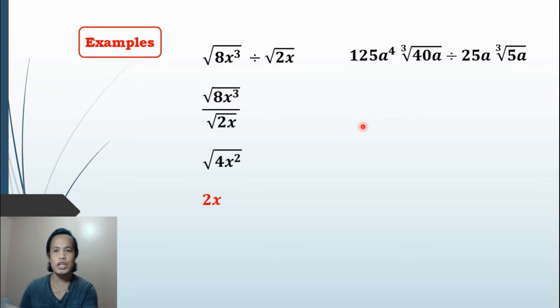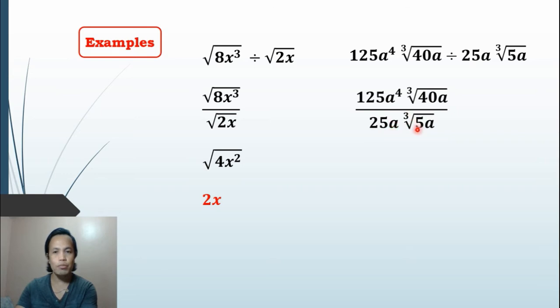This time, this is a more challenging example. We have 125a raised to 4 cube root of 40a divided by 25a cube root of 5a. We have a coefficient on this radical and another coefficient on this radical, so we write this in fractional form. We divide 125 by 25, which is of course 5. Then we have a raised to 4 and we also have a.